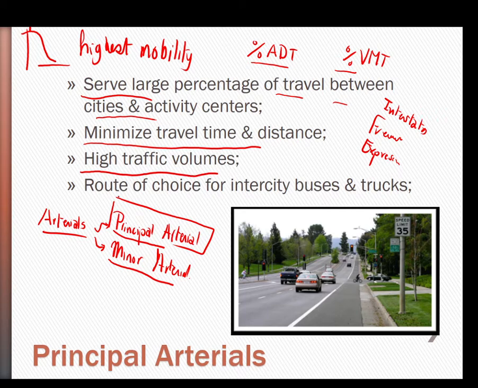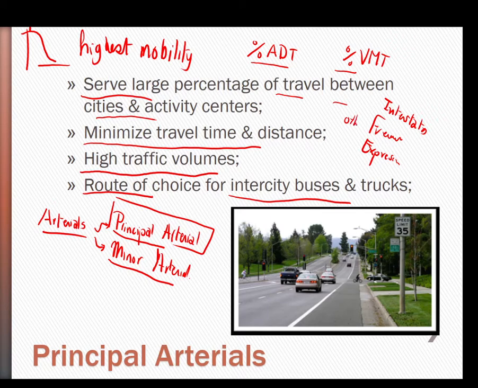People love to take the freeway because they don't stop at signals. They don't get delayed at any signal. Usually it's the route of choice for intercity buses and trucks. So most of the trucks, you can see that in the interstate. These are called principal arterials. They are usually the interstates.